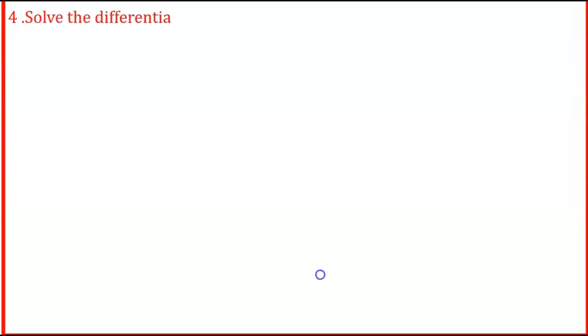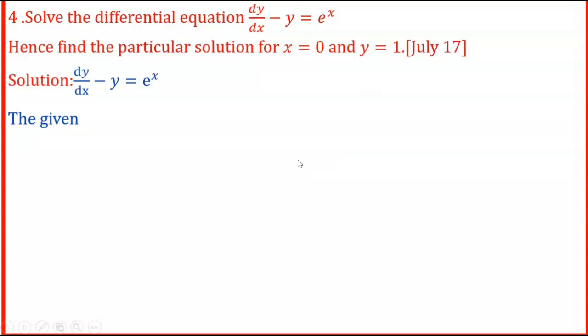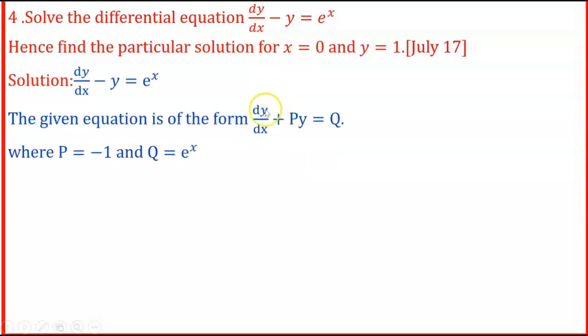Now next, solve the differential equation dy by dx minus y is equal to e raised to x. Hence, find the particular solution for x is equal to 0 and y is equal to 1. Okay. Now, the given equation is of the form dy by dx plus py is equal to q. P is equal to minus 1, q is equal to e raised to x. Integrating factor is equal to e raised to the integral of p dx, e raised to the integral of minus 1 dx, that is equal to e raised to minus x. The integral of minus 1 dx is minus x. Okay. Therefore, IF is e raised to minus x.